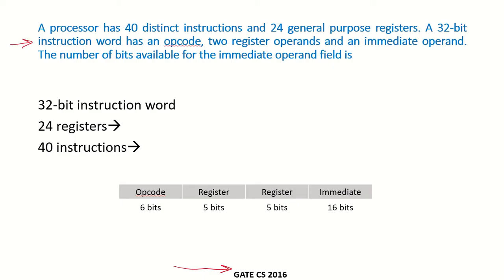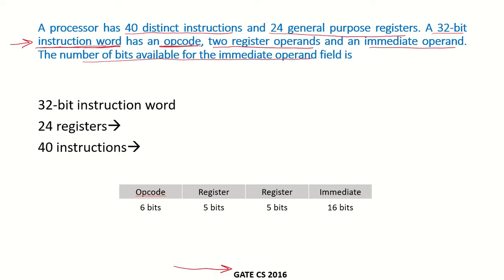A processor has 40 distinct instructions, 24 general purpose registers, and a 32-bit instruction word. That means the instruction is of 32 bits. The format of the instruction is an opcode, 2 register operands, and an immediate operand. We have to find the number of bits available for the immediate operand field.